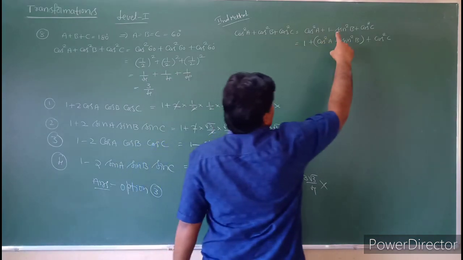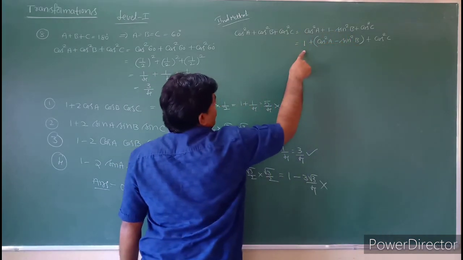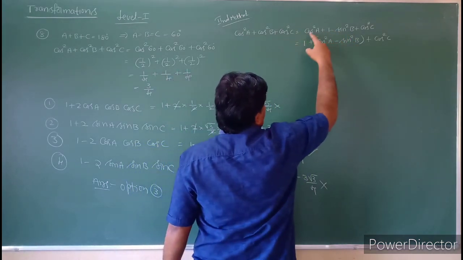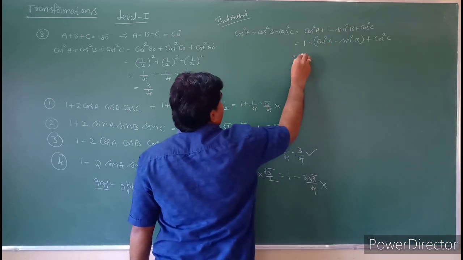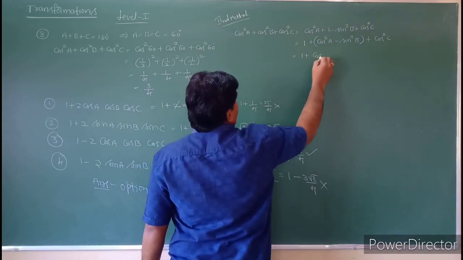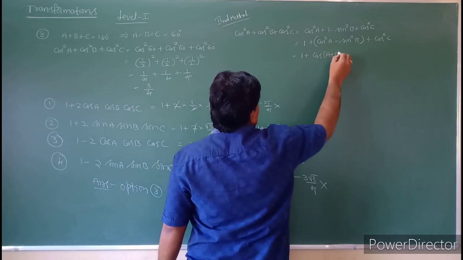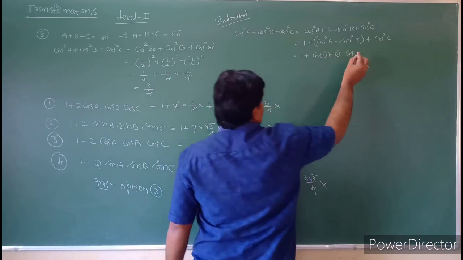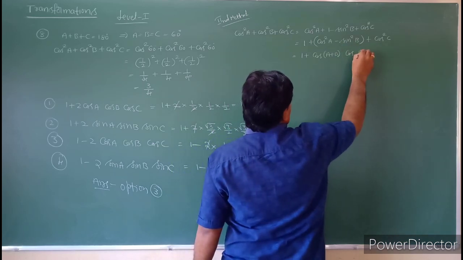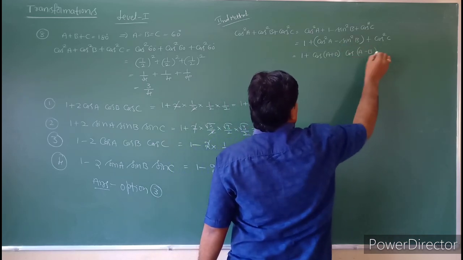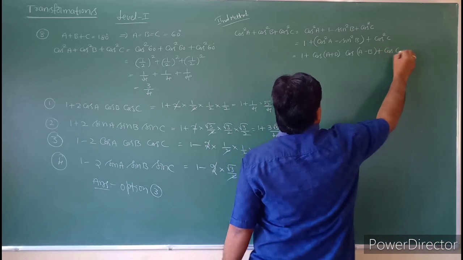So this cos square B I have written as 1 minus sine square B, and I have written 1 in the front. Cos square A minus sine square B. What is the formula, students? 1 plus cos of A plus B into cos of A minus B, plus cos square C.